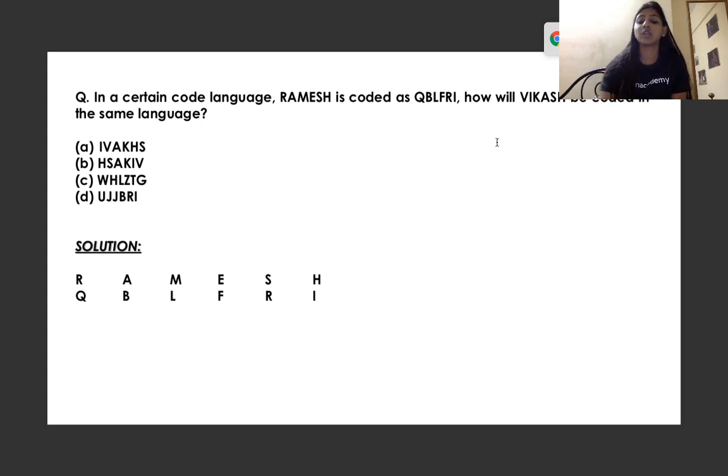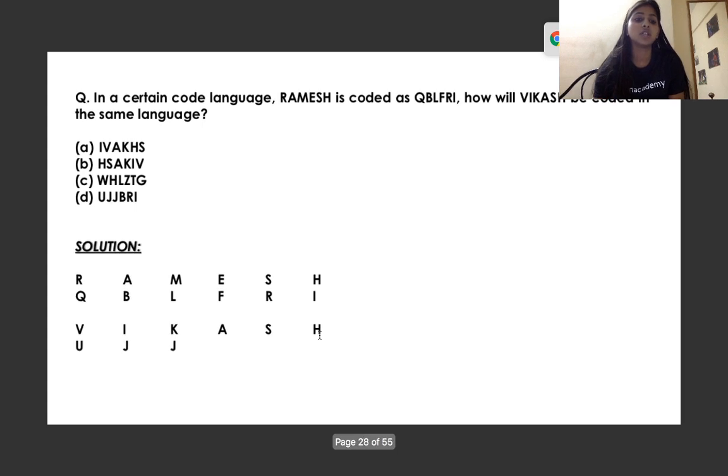Similarly, we'll do with Vikas. So we'll start with previous. So it will be U, right? UV. And next it will be IJ, then JK, AB, then RS and HI. So the answer is option D, that is UJJBRI.